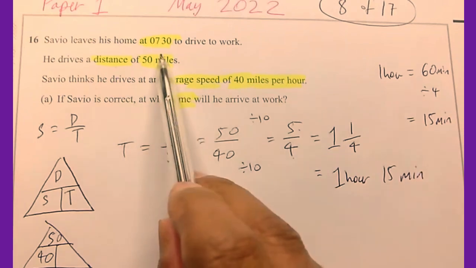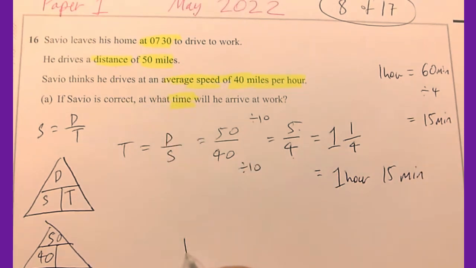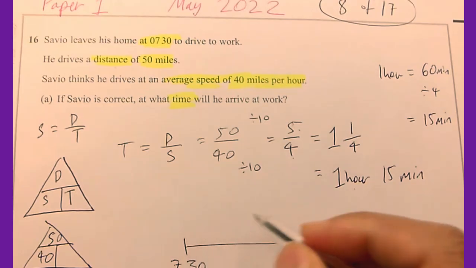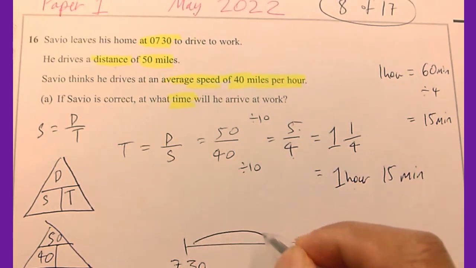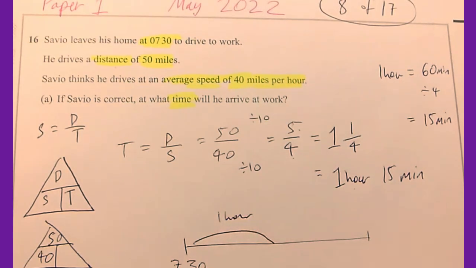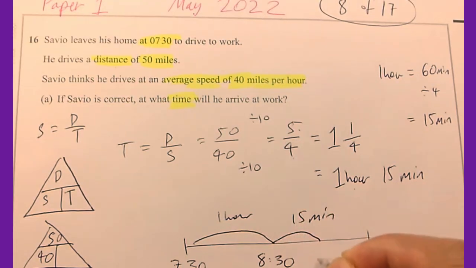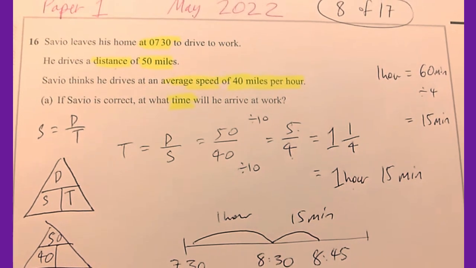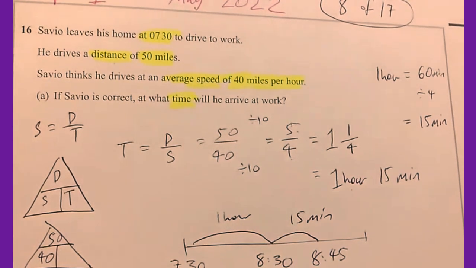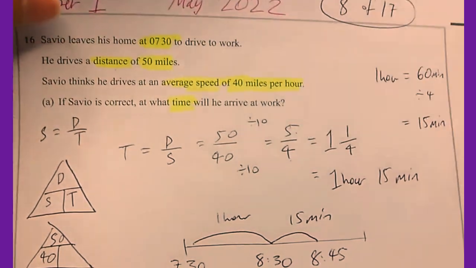And so I go back to my time. I start at 7:30. I'm going to add 1 hour. So that makes it 8:30. And I'm going to add 15 minutes. So that makes it 8:45. And so my final answer is going to be 8:45.